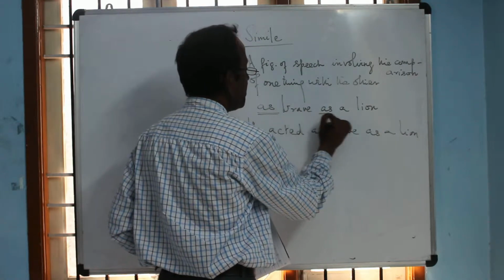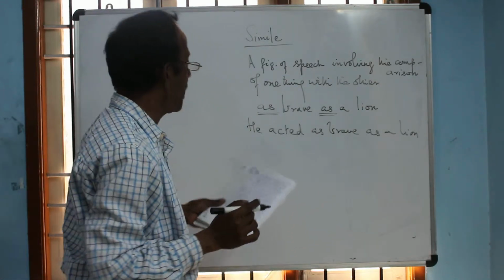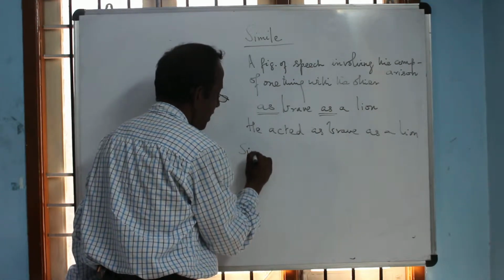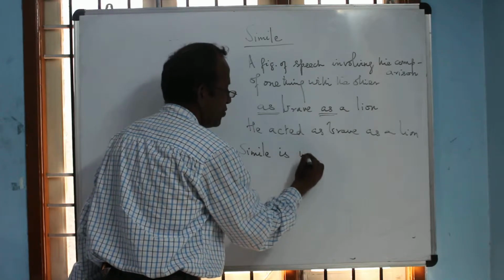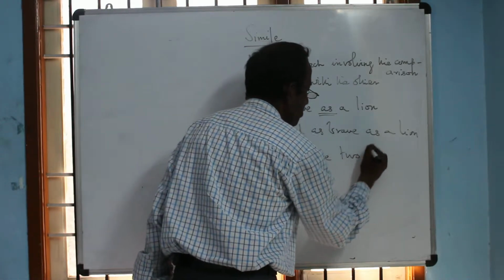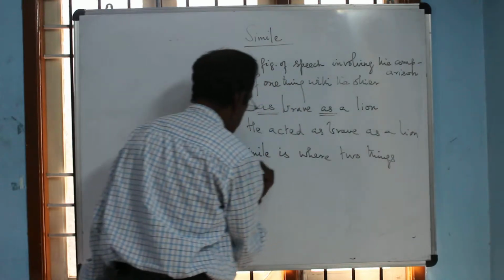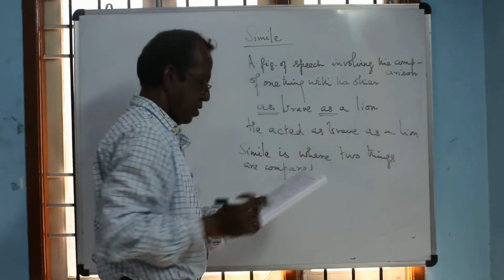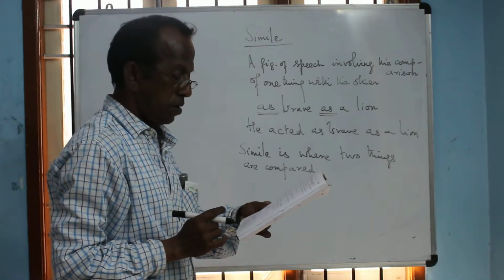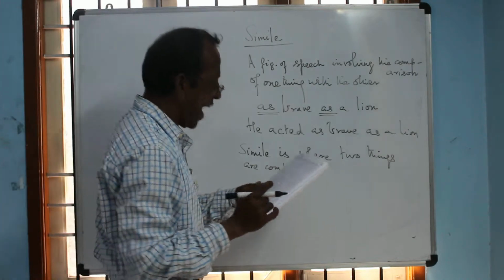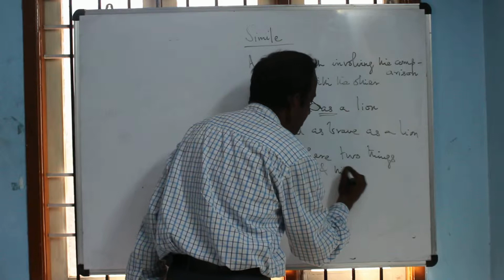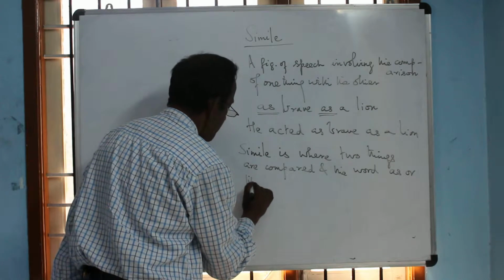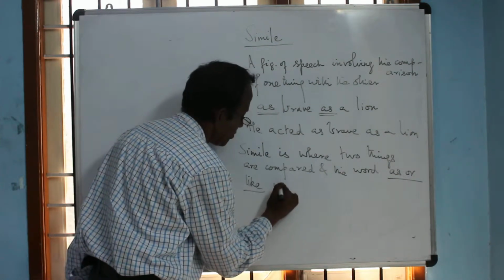by means of the words as or like. Always, simile is where two things are compared. This way you can give a definition: simile is where two things are compared and the word as or like is used.